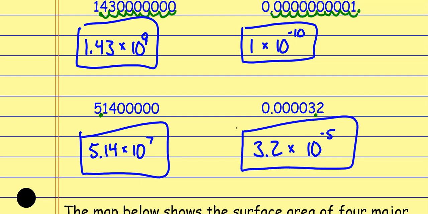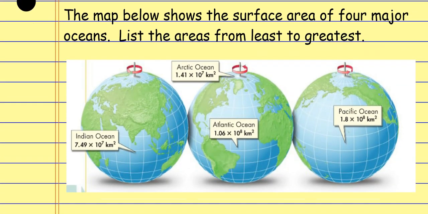Okay? And you can always check these on the calculator by plugging them back in. Literally do 5.14 times 10 to the 7th and see if it gets you the original problem. Literally do 3.2 times 10 to the -5th and see if it gives you 0.000032.